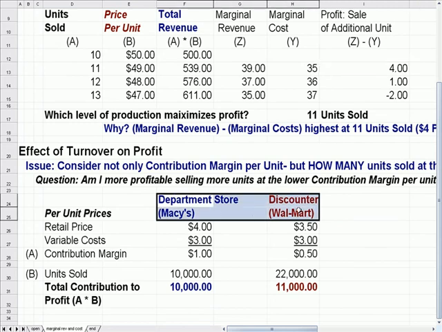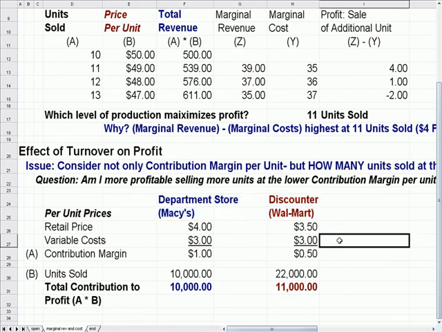all companies are doing that same analysis, and Walmart decides, well, at $3.50 we're going to draw so many more units sold that net we're going to end up with an $11,000 contribution margin. Macy's is not willing to cut the price that much for whatever reason. They're selling fewer units, and in total they have less of a contribution to profit compared to Walmart.